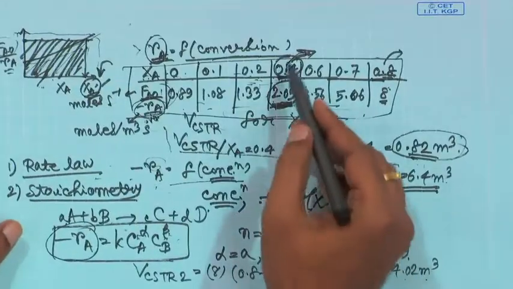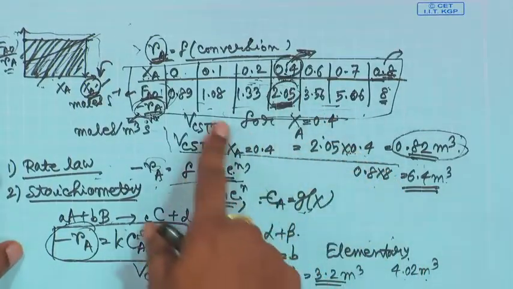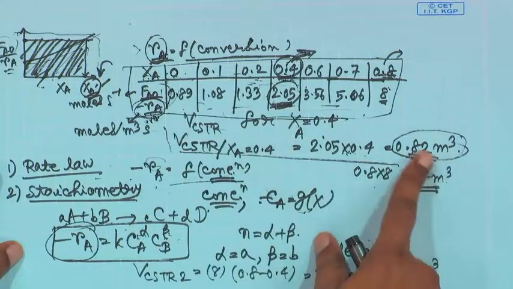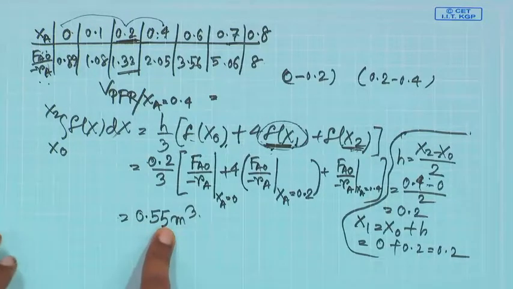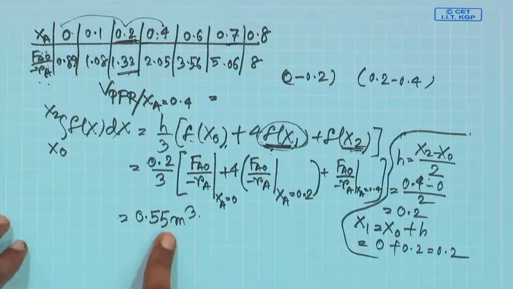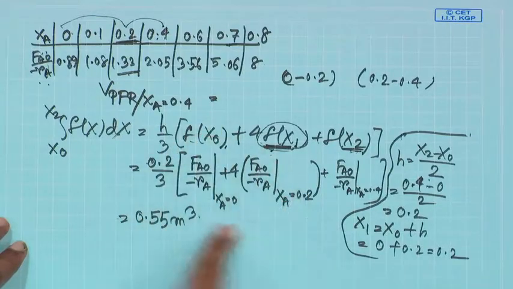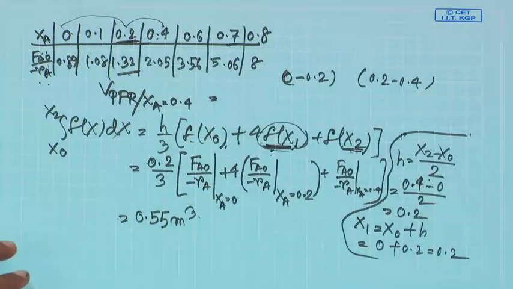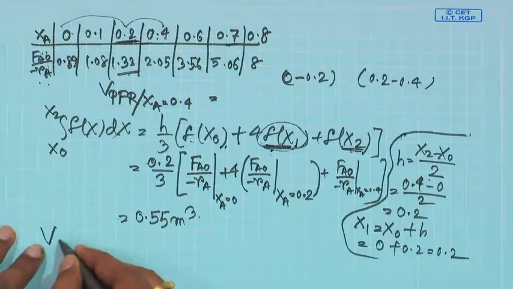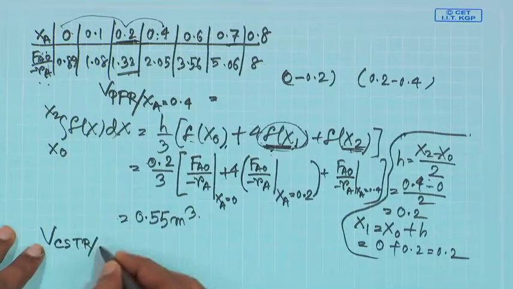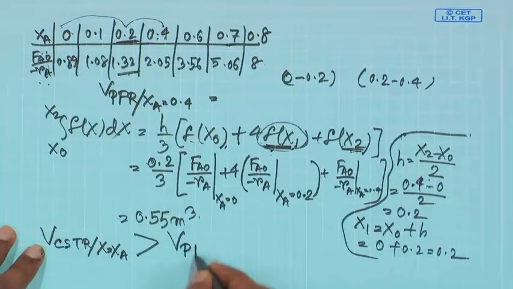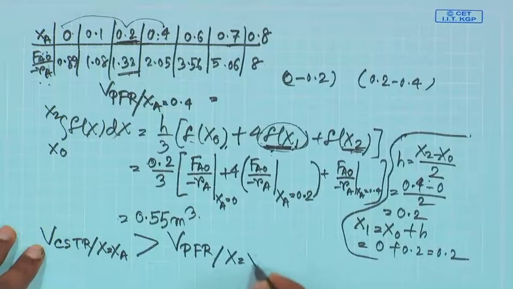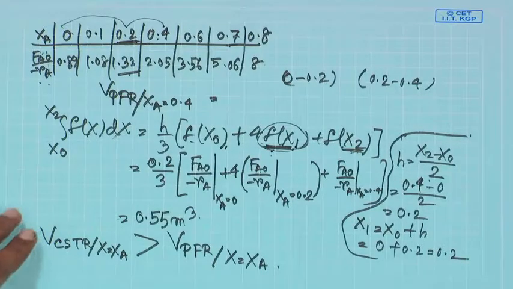So, for the same conversion of 40%, if you are using a continuous stirred tank reactor, you need a higher volume, 0.82 meter cube. If you are using a PFR, which is a plug flow reactor, you require lesser volume. Graphically also we have shown this, and when you do the calculations also, this becomes apparent. So, in general we can write V CSTR for a particular conversion x equals xA will be higher than V PFR for the same conversion x equals xA. Okay.